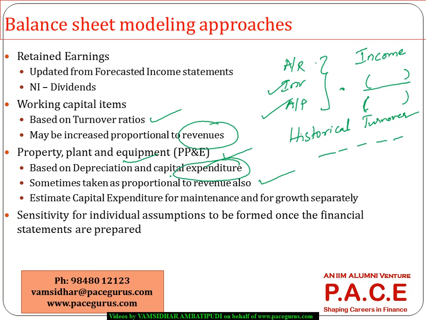In those cases it becomes slightly difficult to use the percentage of revenues kind of approach. So that's where it's better to look at the depreciation and the capital expenditure, and that too if I am able to break the capital expenditure into what is required for maintenance, which means it has to be replaced because it has become old, and the other part, which is for growth. Now I have expanded my business, so I need a few more capital expenditures to be done. So if I am able to segregate them separately, then a better prediction of the property, plant and equipment will come out for the future.